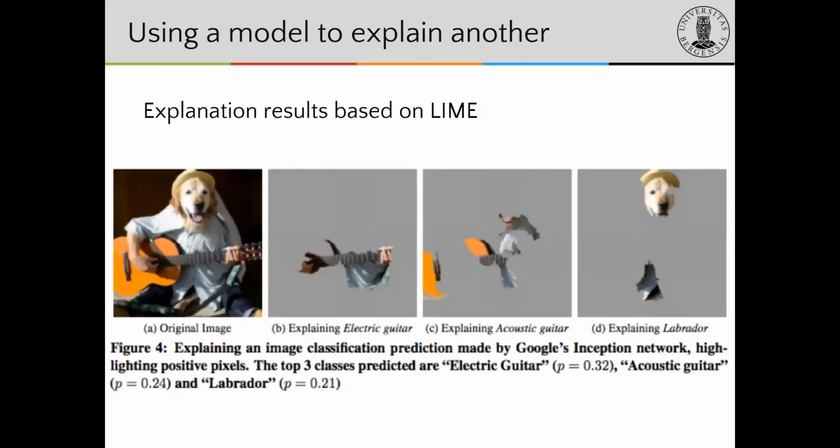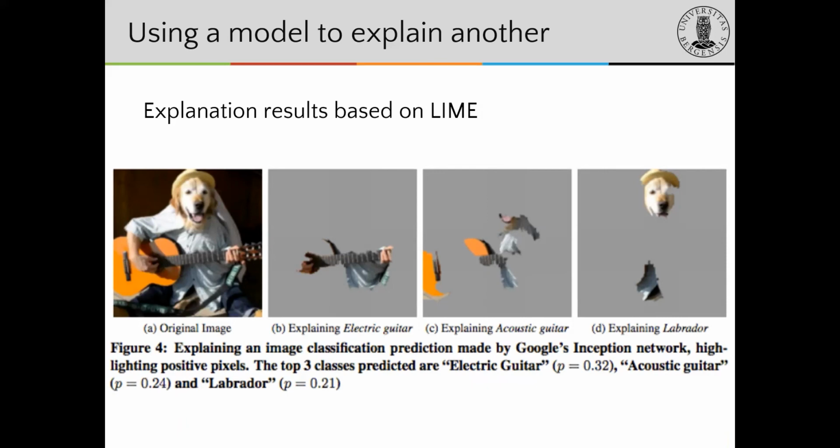And next, I would like to show some explanation examples based on the LIME algorithm. You see the picture on the left. This is a dog playing guitar. If we put this picture into the Google Inception network, it will tell us the top three classes. The first one is electric guitar, the second one is acoustic guitar, and the third one is Labrador.